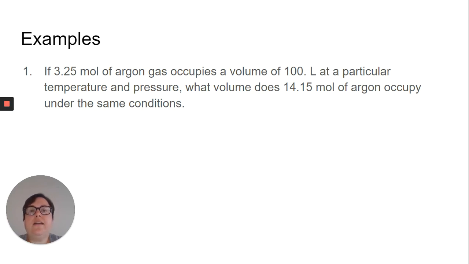So here we have argon gas. We have 3.25 moles, so that's our N1, at a volume of 100 liters, so that's our V1. And then it says that it's at a temperature and pressure, and then it's asking us for a different situation, but at the same conditions. That's telling us that we're using Avogadro's law because temperature and pressure are being held constant. So we have 14.15 moles, that's our N2, and we're looking for volume, so that's our V2.